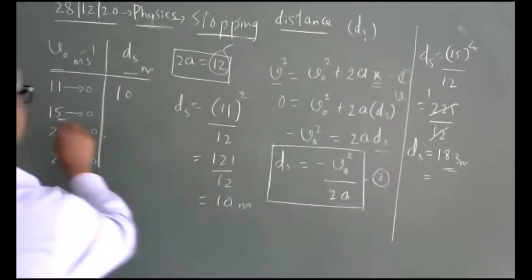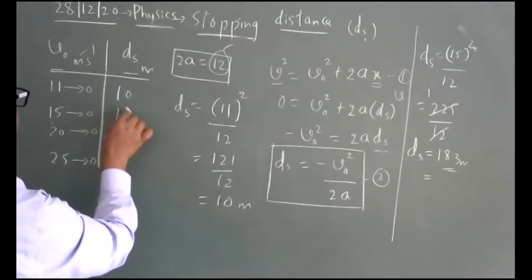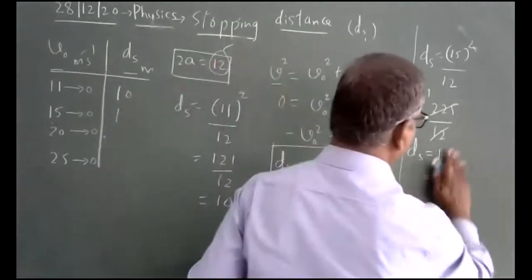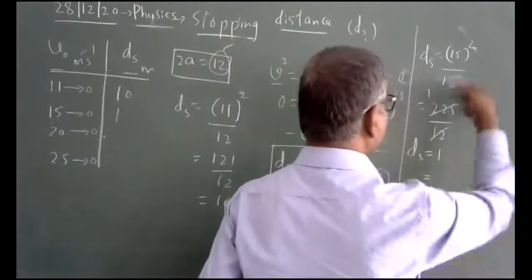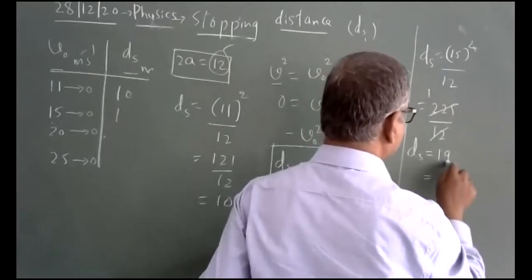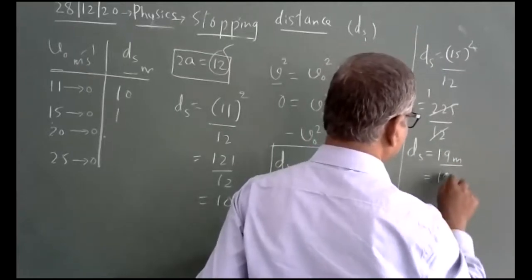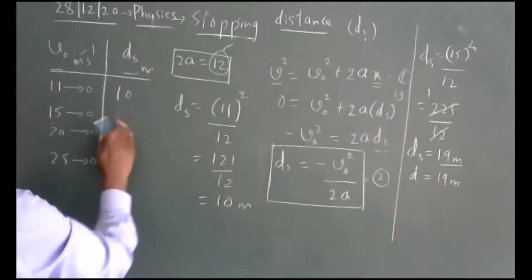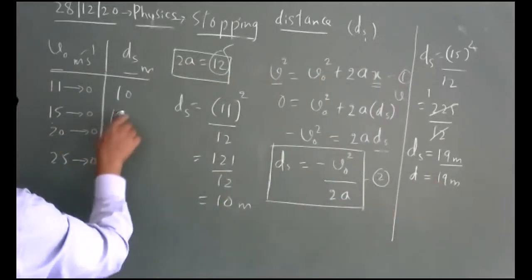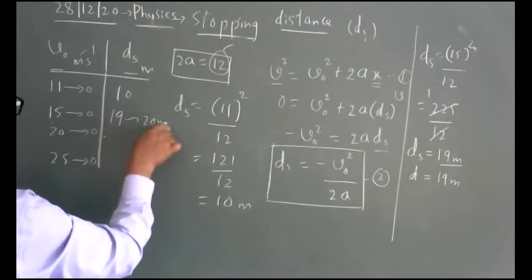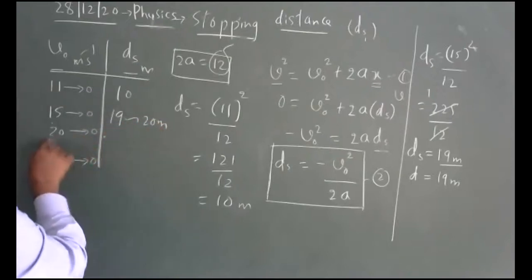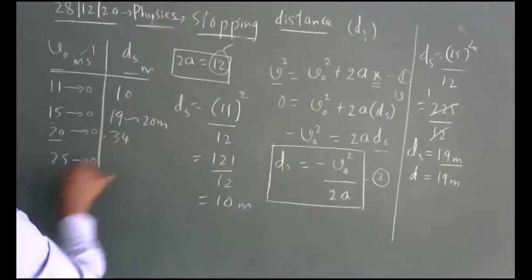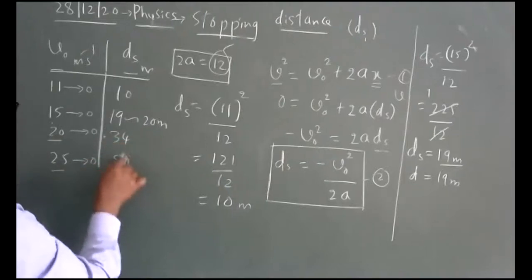So what I mean to say is, when it is 15, you can take it as 18. Sorry, not 18, it is 19. So 12 9 ja 108, it is called 19 meter, so I can take it as 19 meter distance. Similarly, I'll get 19 or 20 meter. If you go for 20, you may get roughly 34. If you go for 25, you'll get 50 meter.